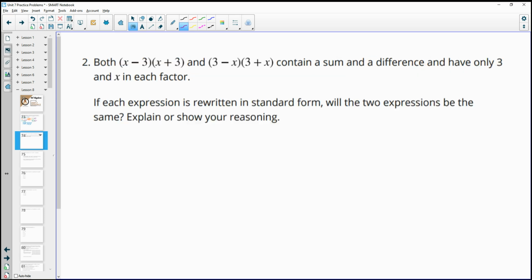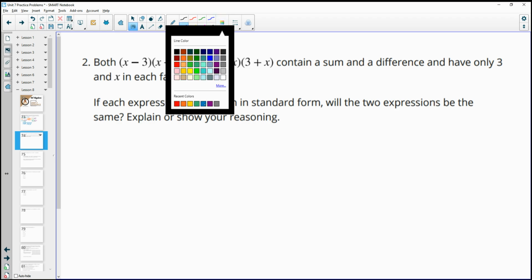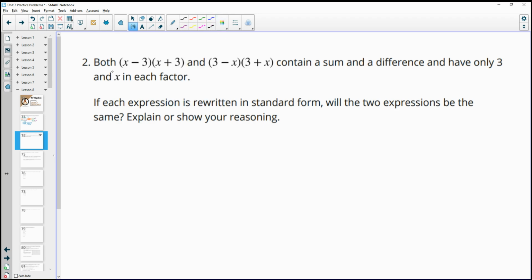Number 2, both x minus 3 times x plus 3 and 3 minus x times 3 plus x contain a sum and a difference and have only a 3 and an x. If each expression is rewritten in standard form, will the two expressions be the same? Explain or show your reasoning. So I'm just going to multiply these out. This first one I'll do area model on, and the second one I'll just distribute.